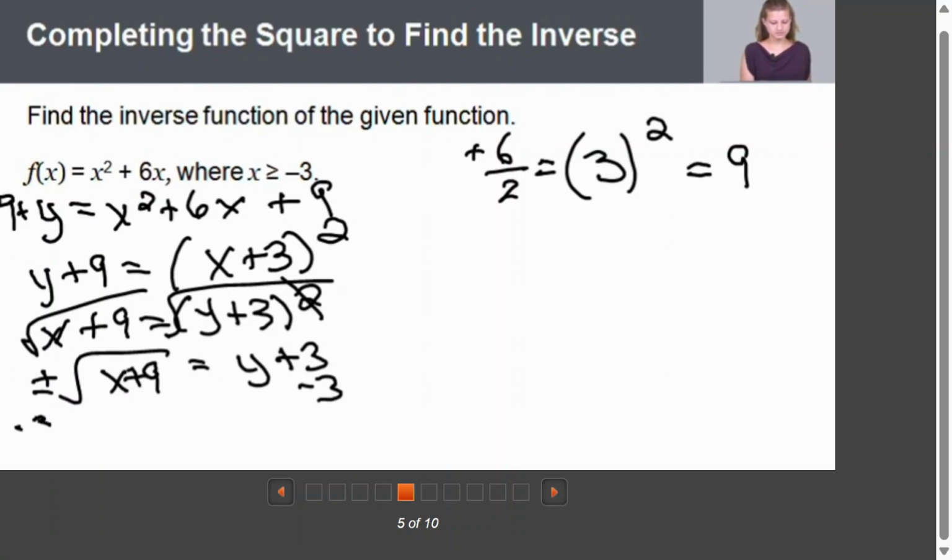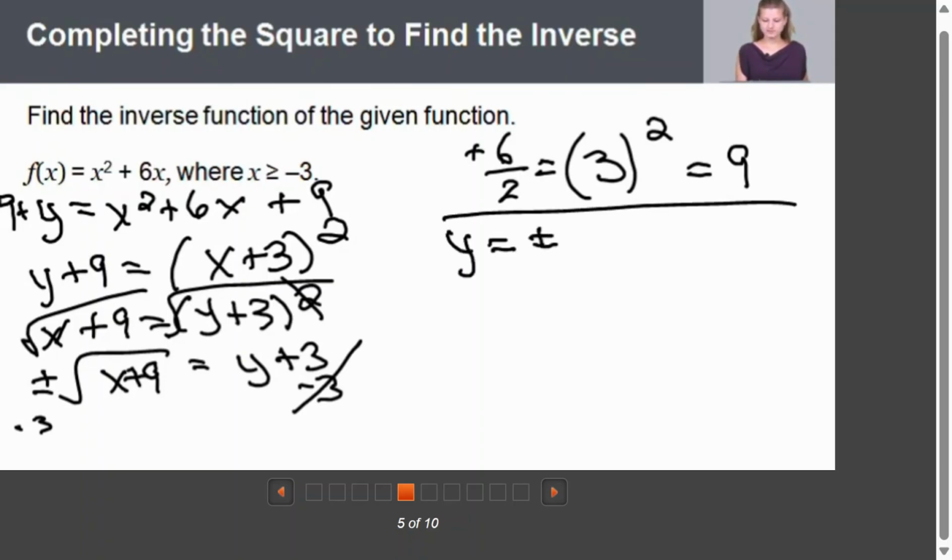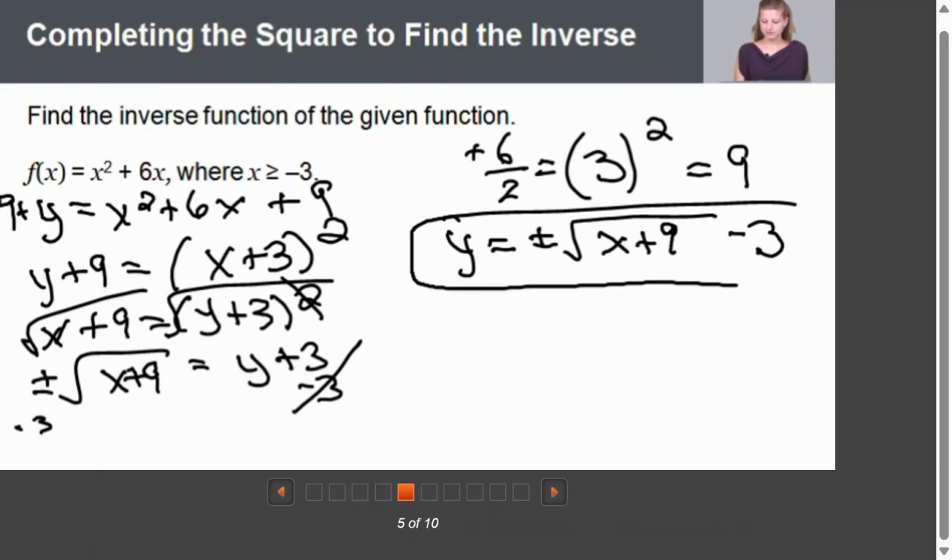We subtract 3 from both sides, and we get y equals plus or minus the square root of x plus 9, minus 3. This is the inverse of our given function. And it's important to note that it is also a function because of that restricted domain. Because x is only values that are greater than or equal to -3, you'll see that when you graph this, it will pass the vertical line test. And you'll see for every value of x, there is only one unique corresponding value of y.